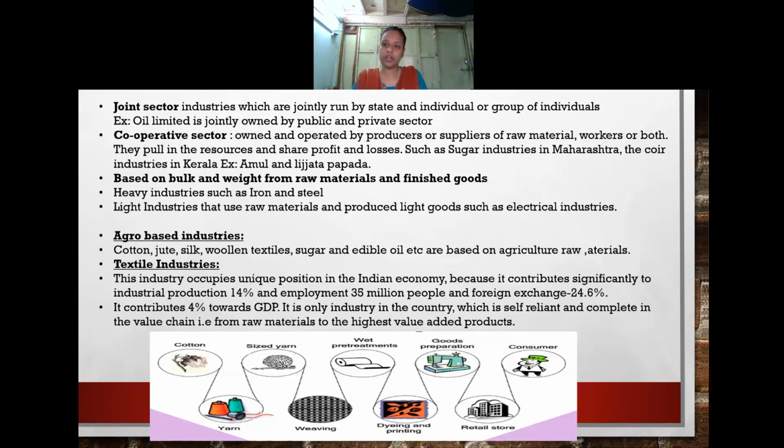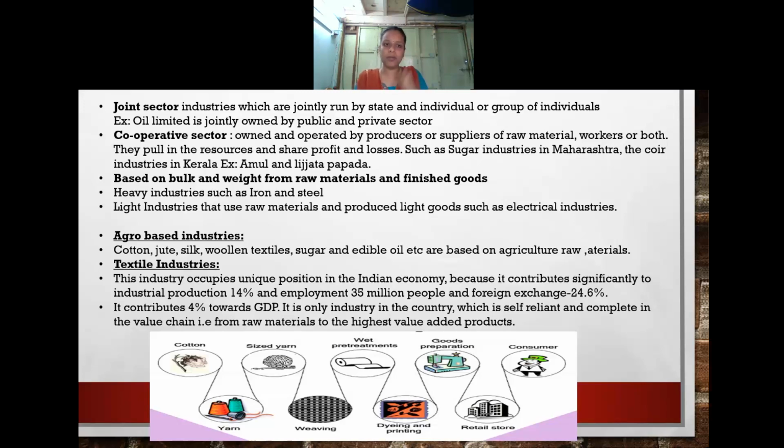Some of the people produce oil on a government basis as well as on a private basis. How will the government run the joint sector? The government of Karnataka and any one industrialist will join hands and establish one industry there. In this way, the joint sector will be run by the government and the individual or a group of individuals. For an example, I have taken oil, that is Oil India Limited, which is jointly owned by the public and the private sector.